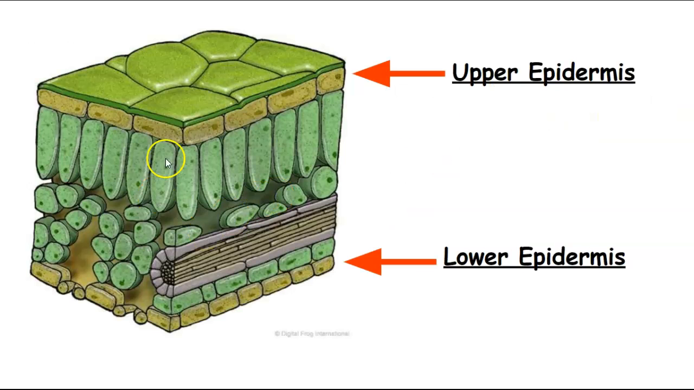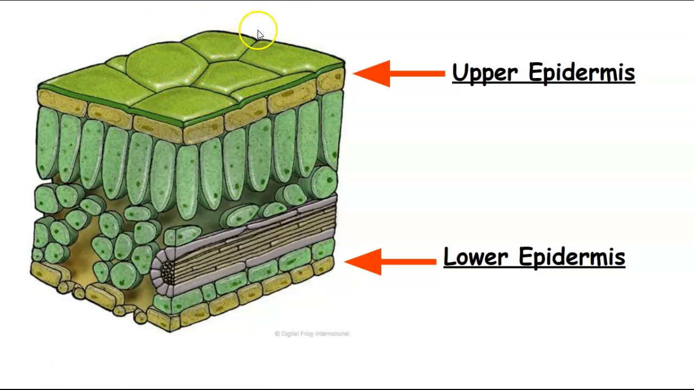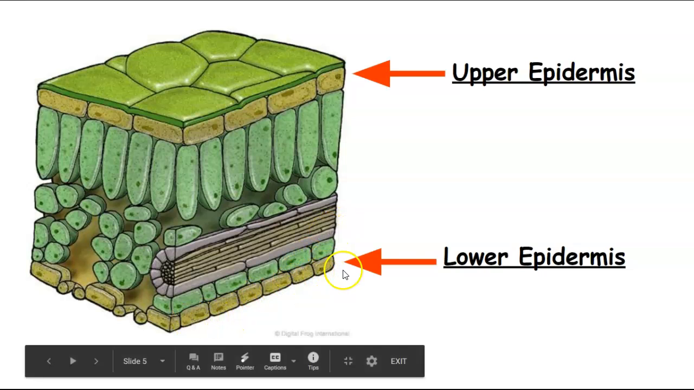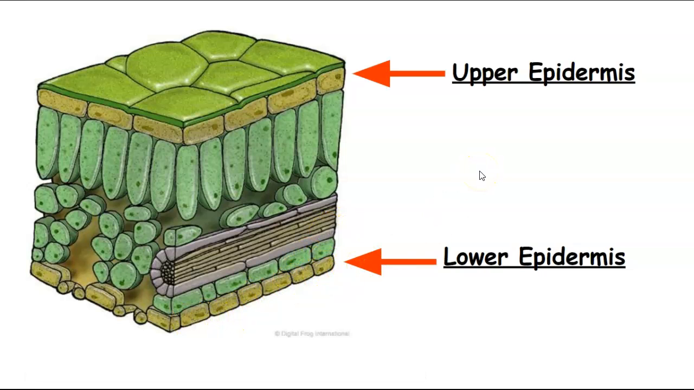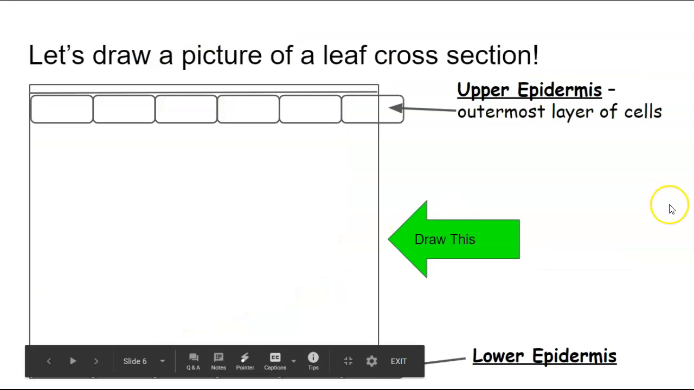All right, now we're going to talk about this kind of greenish layer here, kind of army green. You'll notice here the cuticle really is only on the top. But the next layer here, it's on the top and the bottom. This is called the epidermis. We have an upper epidermis, that's on the top, and a lower epidermis. So we're going to take a second and draw this.